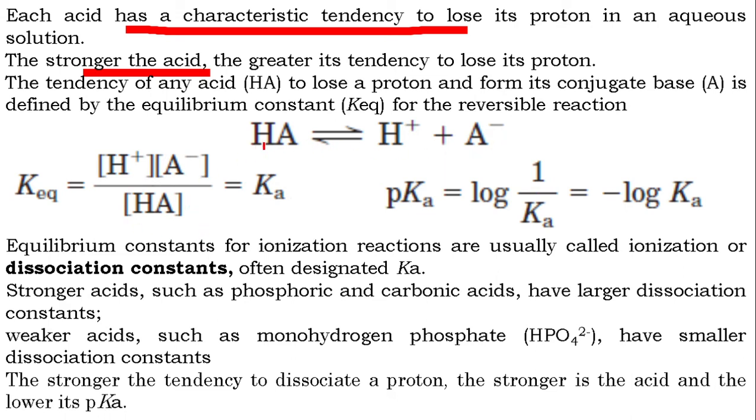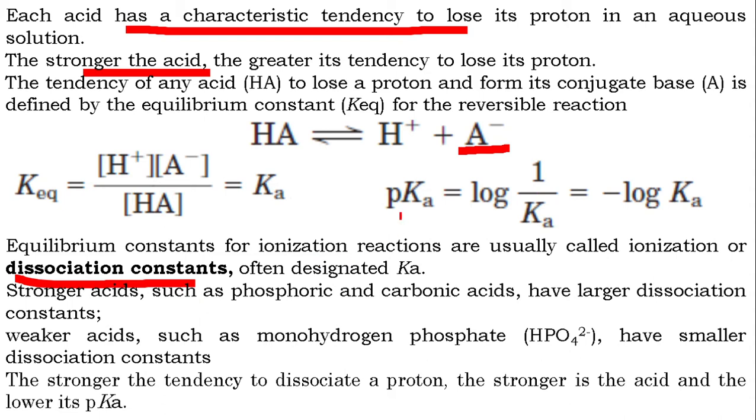HA. H is actually hydrogen, A is acid. So remember, any acid is a donor of protons. This acid also is donating H plus, and this A minus is the conjugate base. Equilibrium constant is equal to product of concentration of products divided by the product of concentration of reactants. It is also called a Ka, acid dissociation constant. And what is pKa?